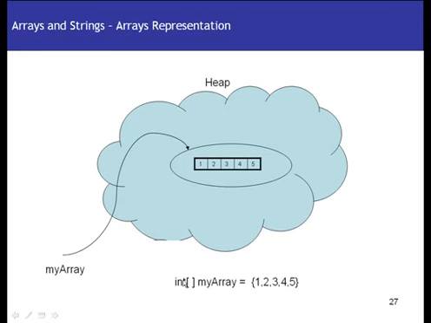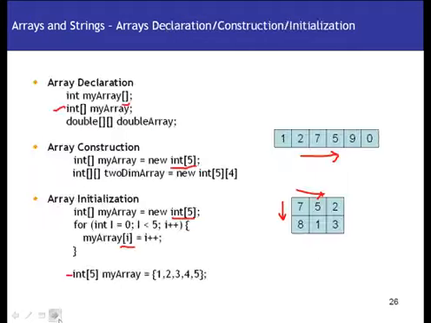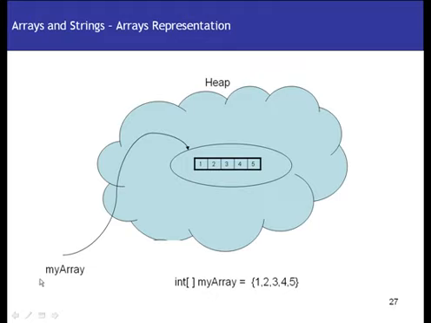Right. So this is how your array representation would look. Okay. So I've created a my array variable, which is nothing but an array of integers, right? And this my array is going to reside on the stack, right? And you have the actual array object on the heap, which has got values 1, 2, 3, 4, 5, right? 5 integer values.